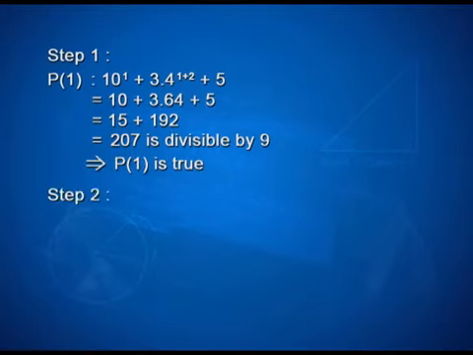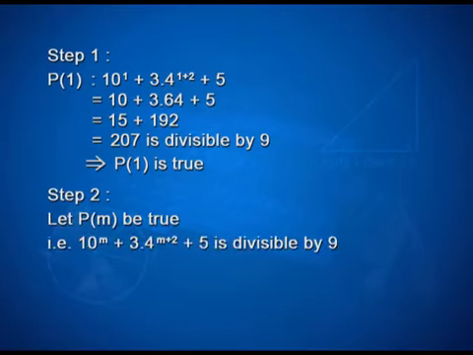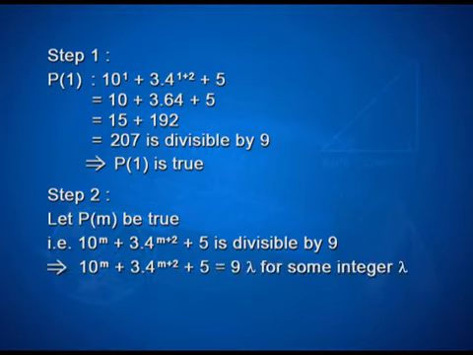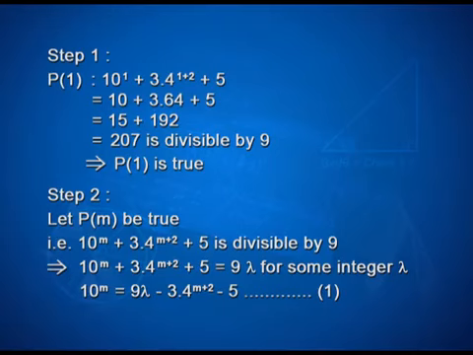Now, in step 2, let P(m) be true, that is, 10^m + 3 × 4^(m+2) + 5 is divisible by 9. This implies 10^m + 3 × 4^(m+2) + 5 can be written as 9λ for some integer λ. Again, this could be written as 10^m = 9λ − 3 × 4^(m+2) − 5. This equation can be taken as the first equation.